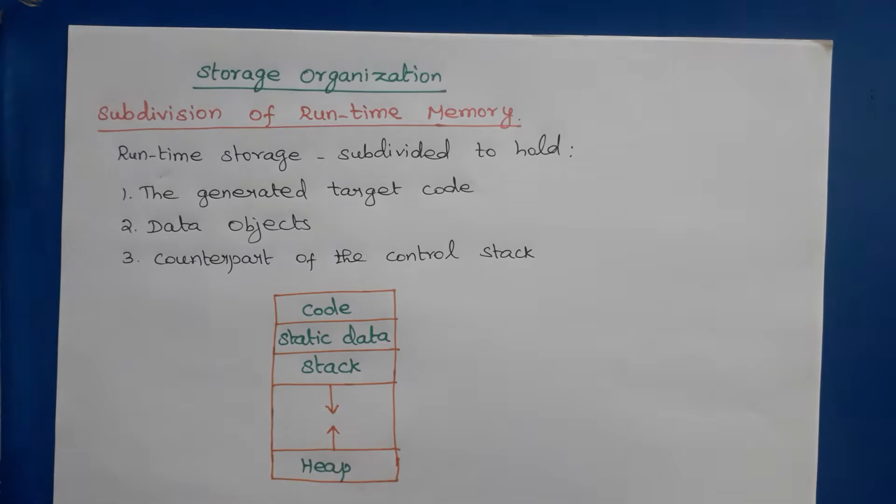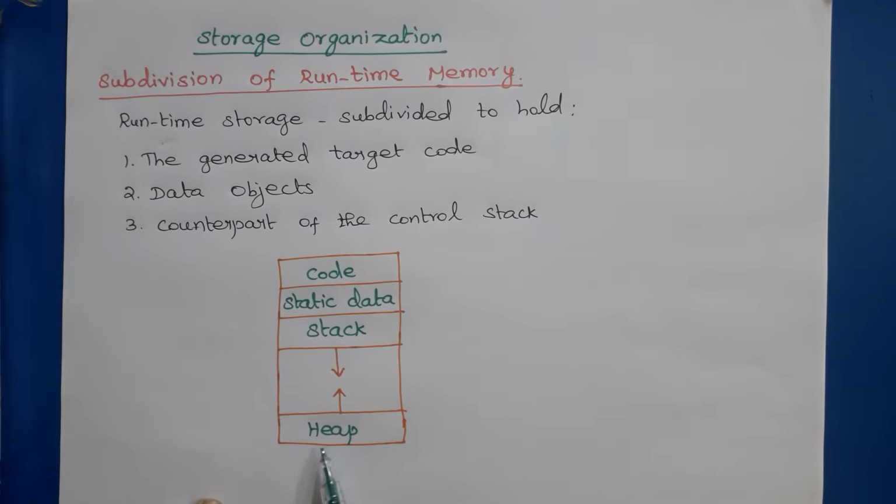Whenever a procedure returns, the activation of the calling procedure must be restarted. So in order to restart the activation, we have to restore the program counter and value of the machine registers. So they should be stored in the stack area, stack memory.